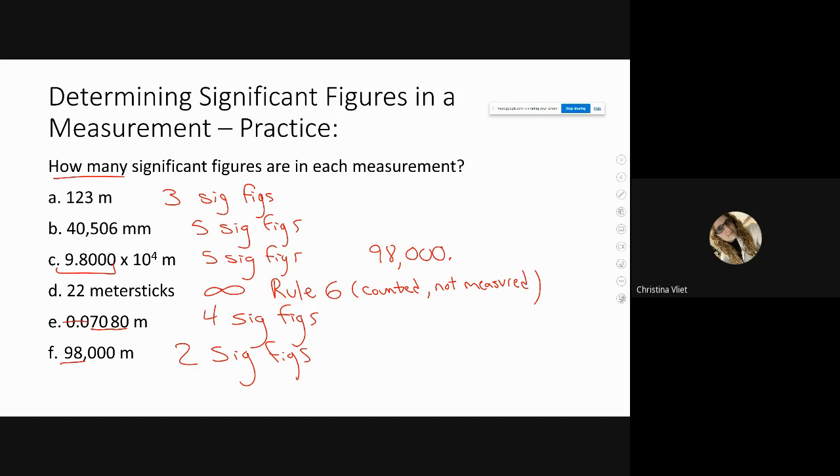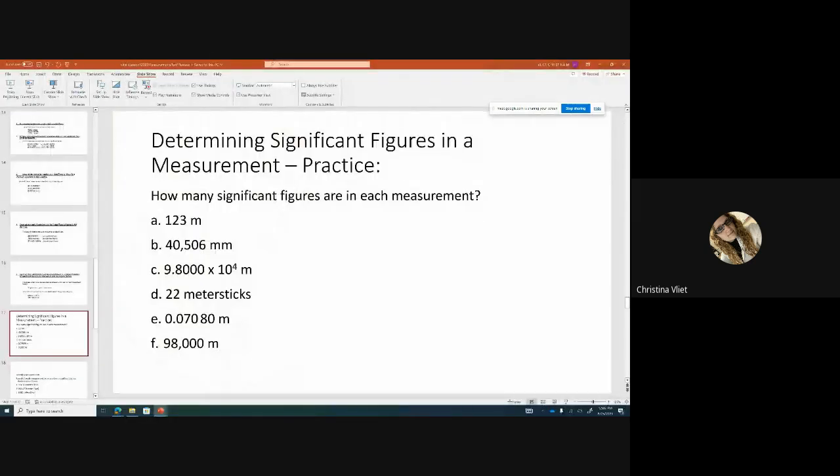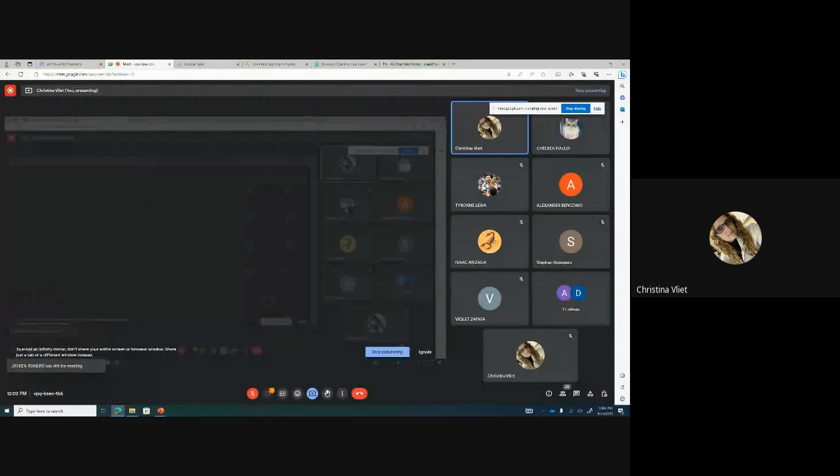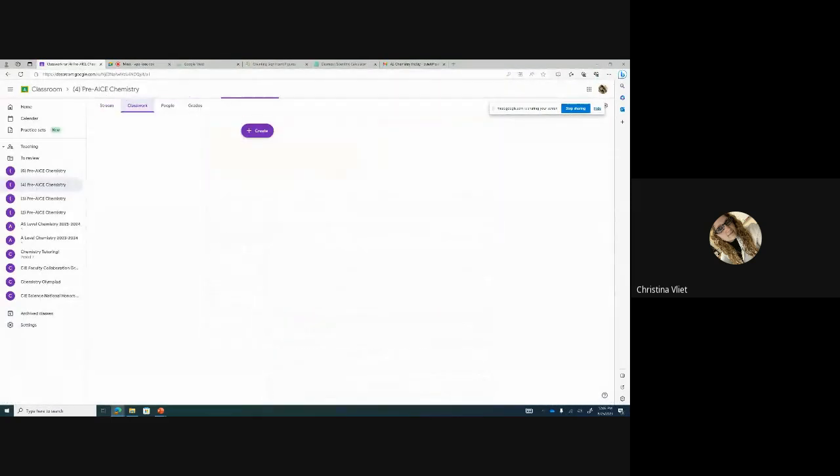So let me know if I'm good to exit out. Everybody good? Need a little bit more time? All right. I have to exit out to be able to explain your assignment. So I'm going to go ahead and exit out. I'm heading to our Google Classroom and our classwork tab.